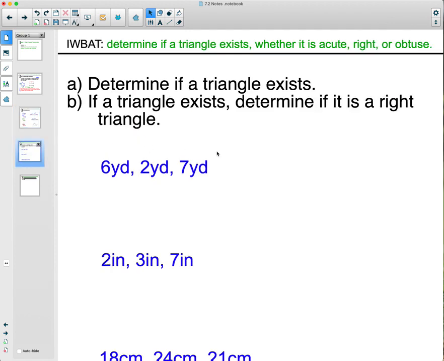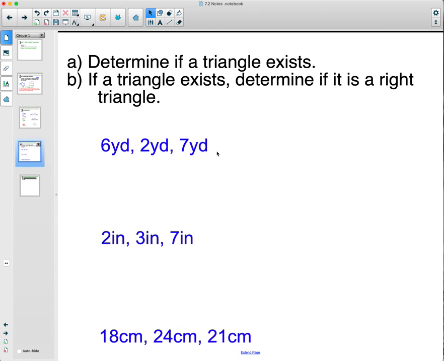So if we take a look at these examples, first let's determine if the triangle exists, and then I will talk to you about how to determine if it is a right triangle. First things first, you want to find the two smaller sides, in this case the 2 and the 6. So 2 plus 6 is 8. That is bigger than 7. So yes, a triangle exists.